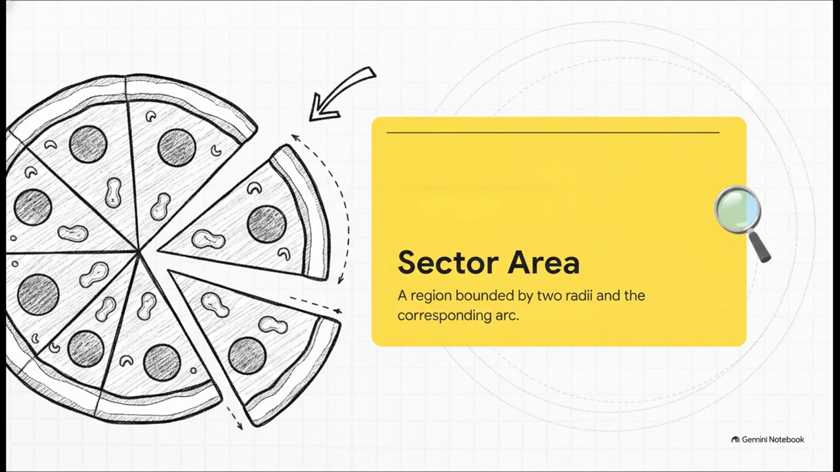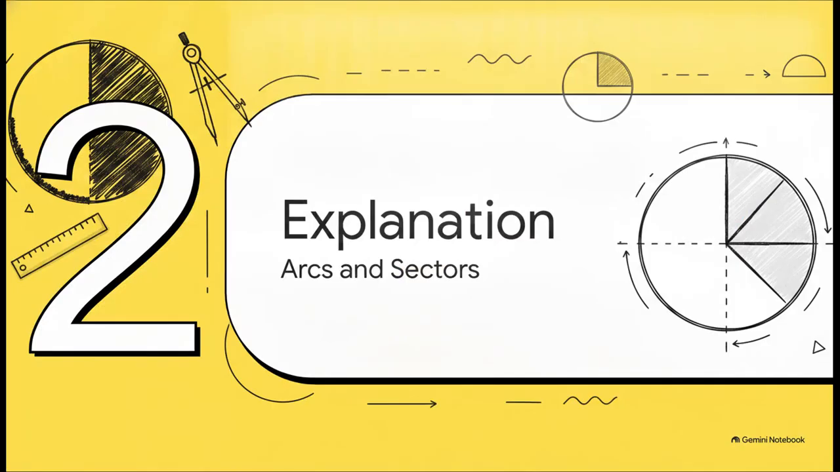Building on that exact same analogy, if the arc length is just the crust on the outer edge, the sector area is the entire pizza slice. It's a two-dimensional region bounded by two straight radii and the curved arc that connects them. So it represents a specific fraction of the total internal area of the circle. Moving on to part 2, explanation, digging a bit deeper into arcs and sectors.